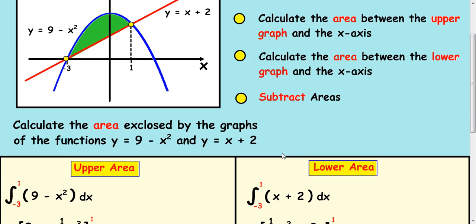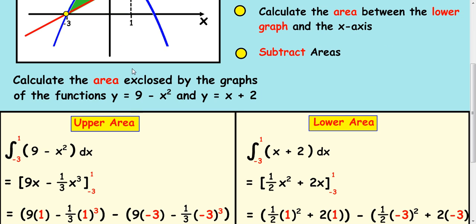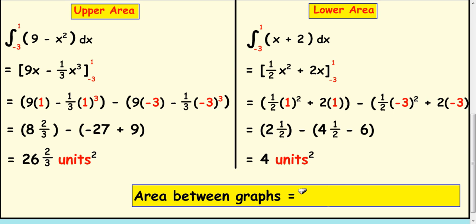So remember, to get this area here, you do the area under the upper function, which is the blue one, or the parabola, and you subtract the area under the lower function, which is a straight line. So we're going to do upper area minus lower area. 26 2/3 take away 4, it's 22 2/3.